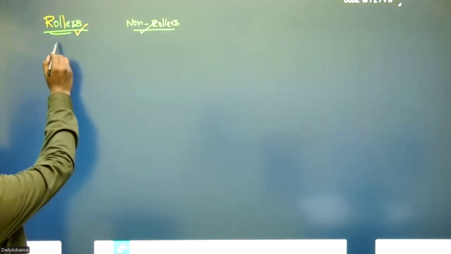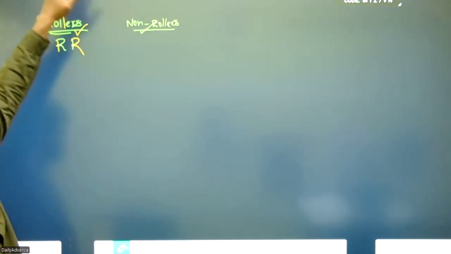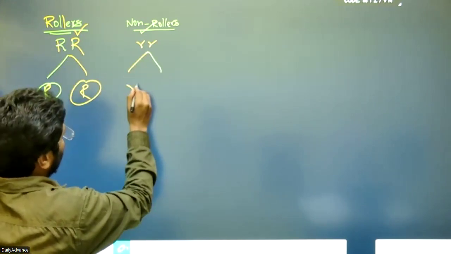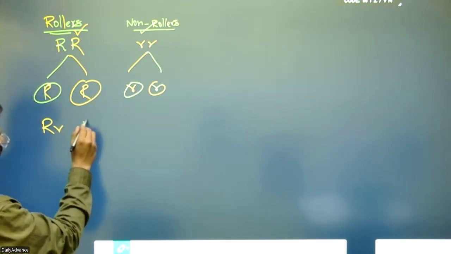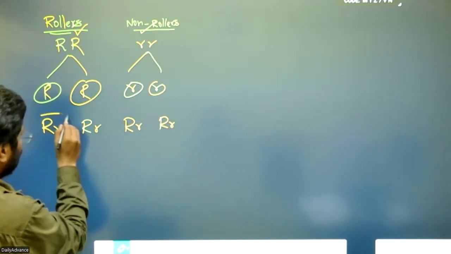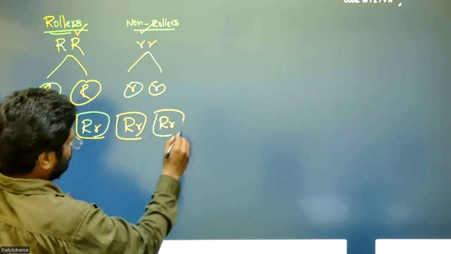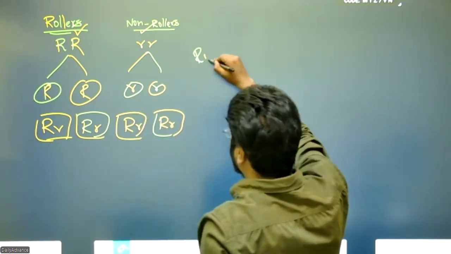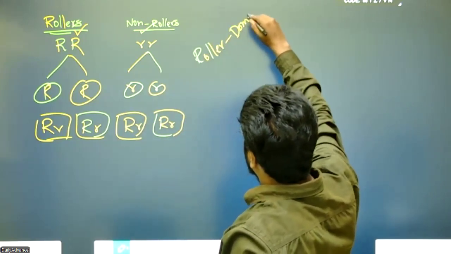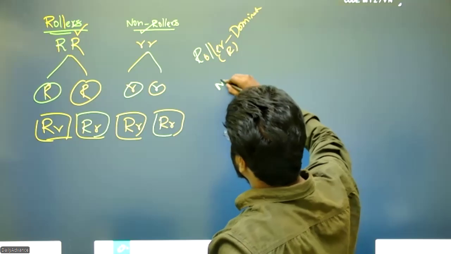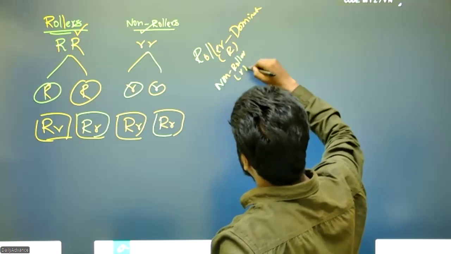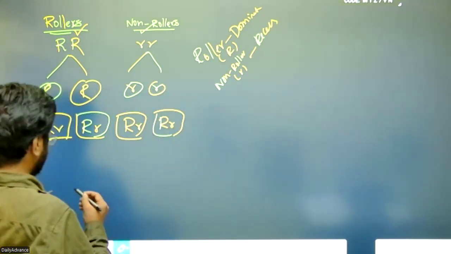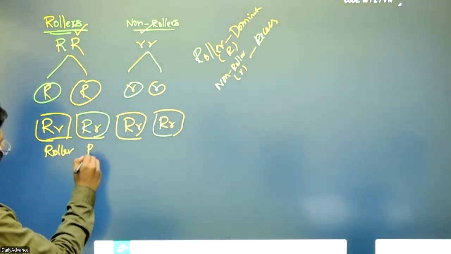The same process. So roller we call capital R. The opposite we should take as small r. Gametes formation. Capital R, small r. So 4 genotypes. Next, R is dominant. Roller is a dominant character. That means capital R is dominant. So non-roller is small r. Small r causes non-rolling ability, so it is recessive. That means all the individuals with capital R are able to roll their tongue.